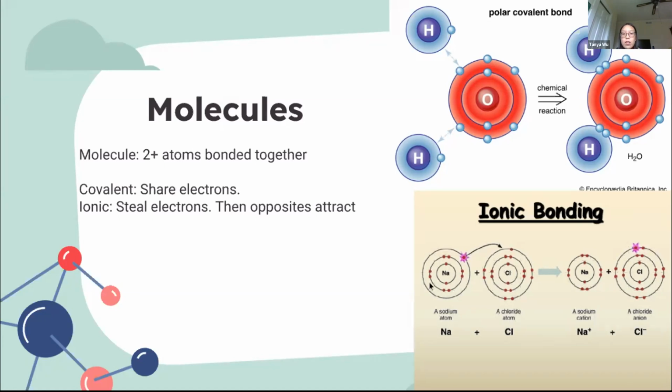So the sodium atom will lose an electron and the chlorine atom will gain an electron. But then they're not neutrally charged anymore. They have a charge because now the sodium atom has 1 more proton than it has electrons, and the chlorine atom has 1 fewer proton than it has electrons. So since sodium is now positively charged and chlorine is now negatively charged, they will be attracted to each other since opposite charges attract.